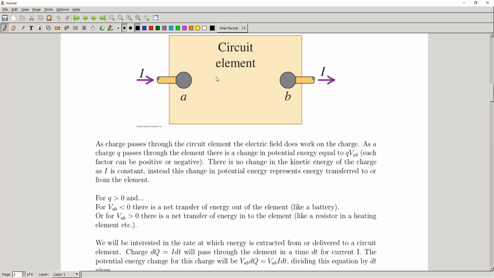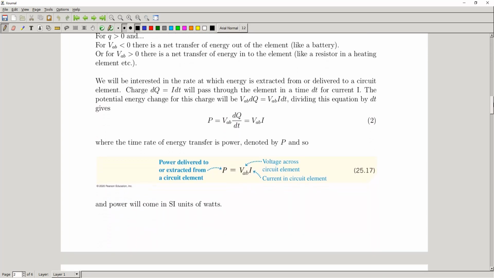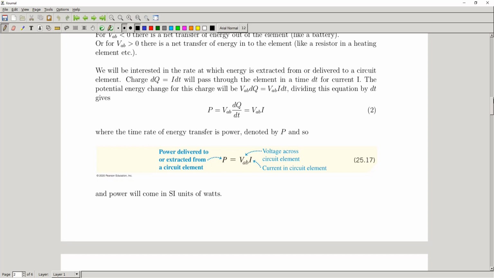Or if we have, again, positive Q but now positive VAB, there's going to be a net transfer of energy into the element. So we're going to have something like a resistor, and we're pumping energy into this resistor. And in the case of a resistor, this is just going to turn into heat. So a resistor is going to heat up. Maybe this is like a heating element or some sort of a thing that's going to heat up. So we want some resistance there. The resistor is going to take this electric energy that we're pouring into it, and it's going to turn that into heat.